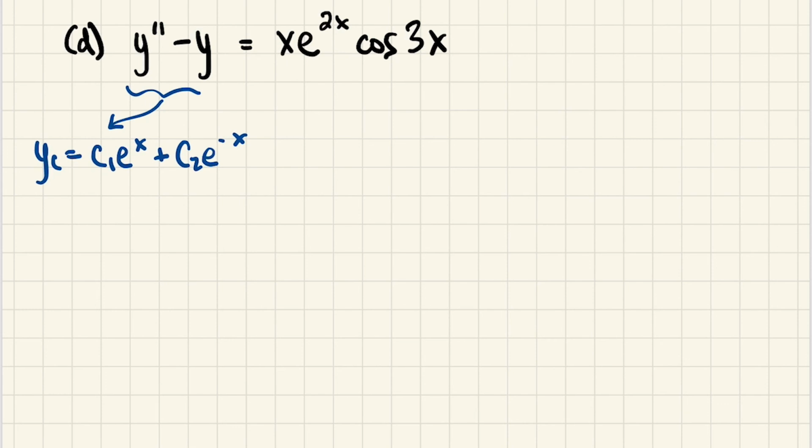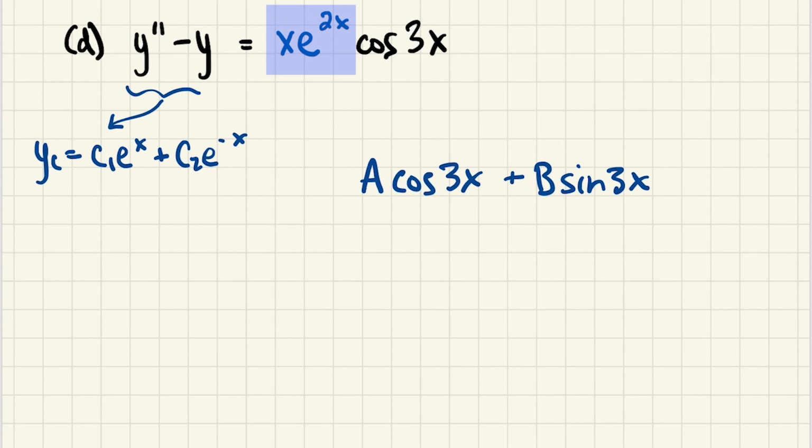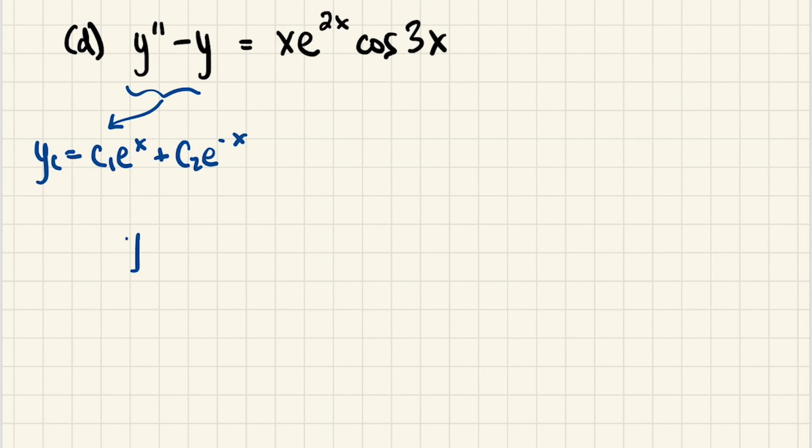Well, we have a linear factor, we have an exponential factor, and we have a trigonometric factor. So remember, when you've got the trigonometric factor on its own, you would get the form like a cosine of, in this case, 3x plus b sine of 3x. But instead of a and b, what's going to go in front of those is the form for x e to the 2x. So that would be a linear. So we have y p. The x, which is a linear or first power polynomial, produces the form ax plus b.